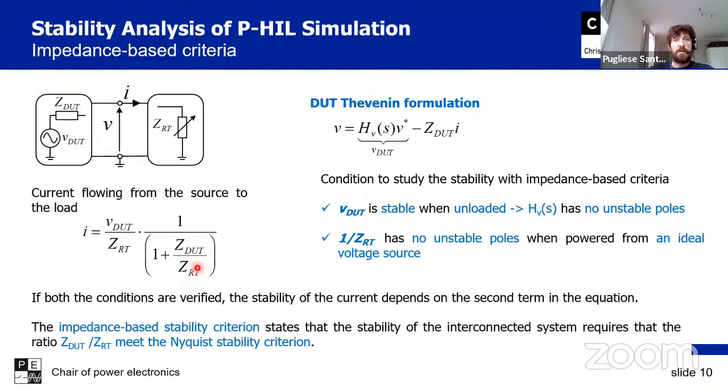In reality, since we are using a power in the loop, we can have some different stability margin, a different stability assessment, due to the fact that we are using an interface algorithm to close the loop. But what is important is that we can use impedance-based criteria, and the stability will depend on this ratio. So we can use just a Nyquist stability criterion, and if this Nyquist does not encircle the point -1, we are sure that our interconnected system is stable.